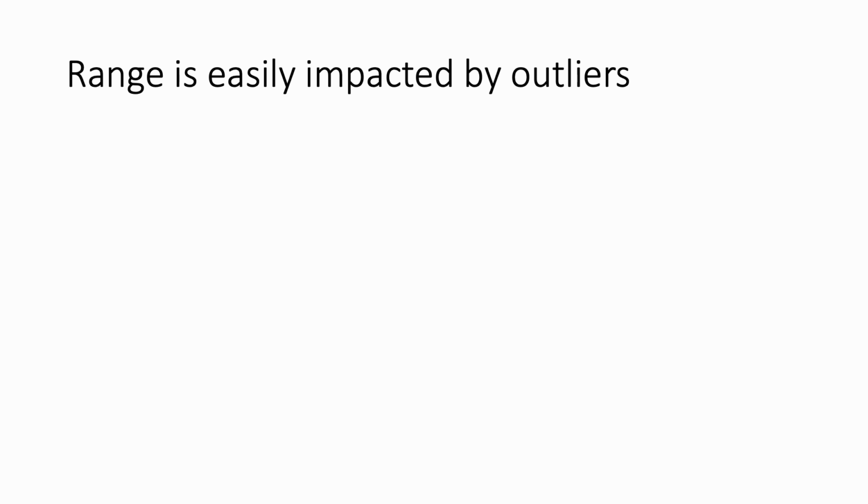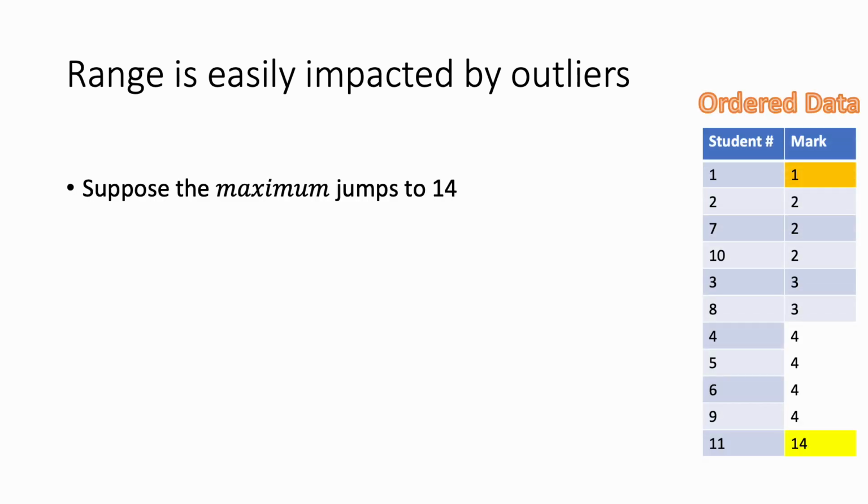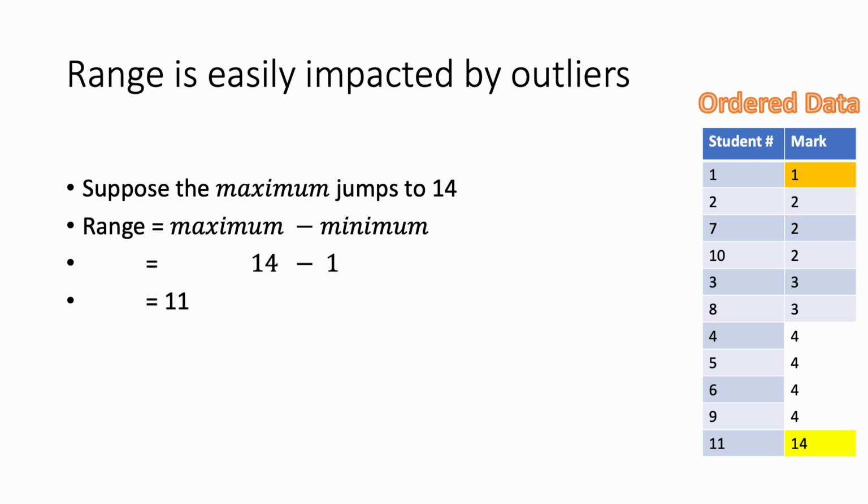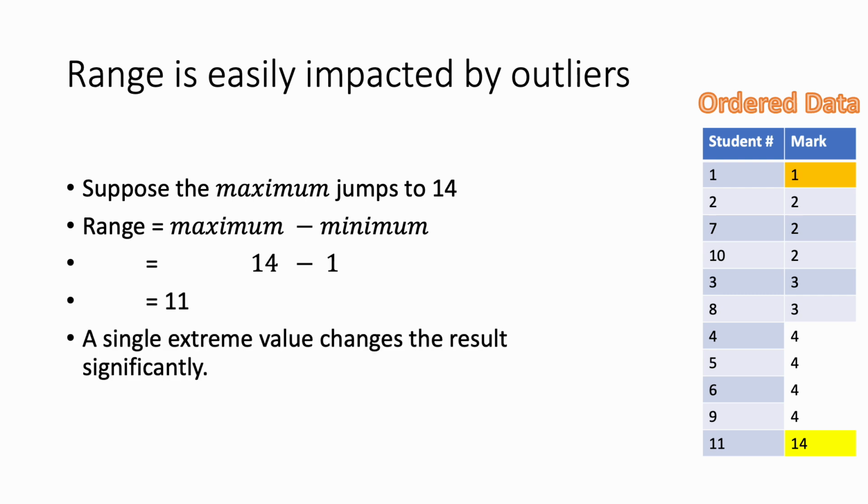Now, a weakness of range is that it is easily affected by outliers or one extreme value at maximum or minimum. For example, if the maximum score jumps up to 14, I mean, in the previous slide, the maximum score was 4. I hope you remember that. But now I've changed that to 14, right at the bottom. Then the range is, again, maximum take away minimum, so 14 take away 1, and that is 11. Now, this is a significant jump from the last range, which was only 3.